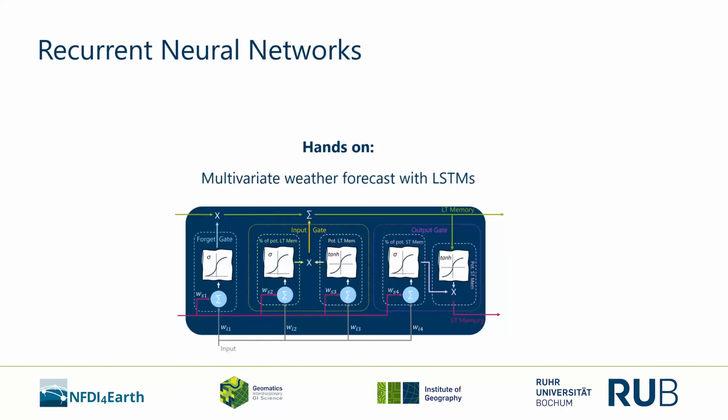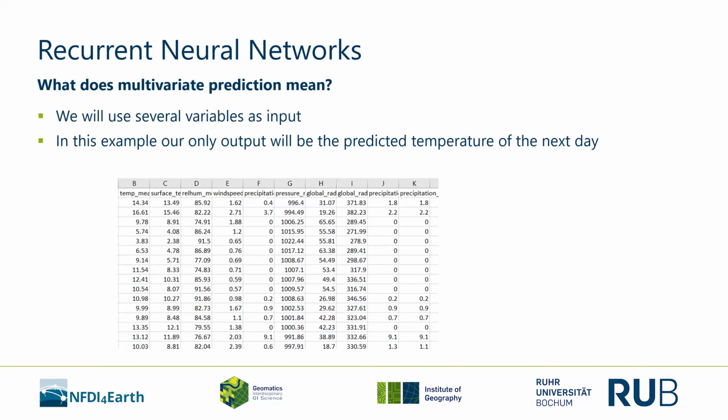In this last hands-on lecture, we are going to implement a multivariate weather forecast with the LSTM model. Well, actually, we will just forecast temperatures, but you could easily extend this to a full weather forecast. However, what does multivariate mean in this context? It means that we will have several input variables per time step.